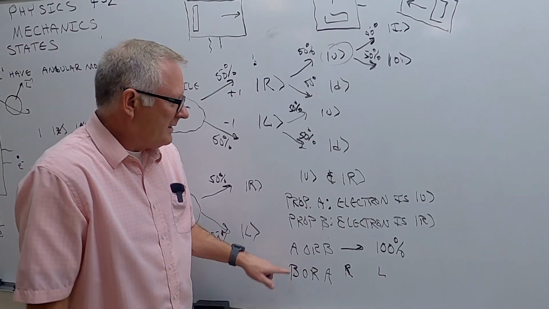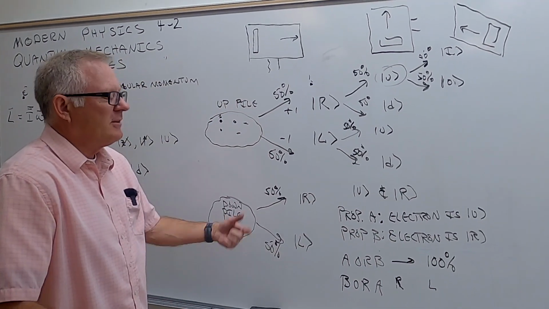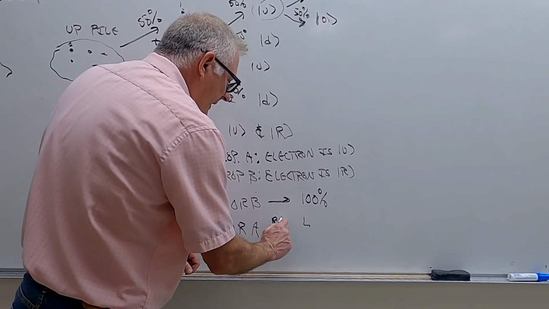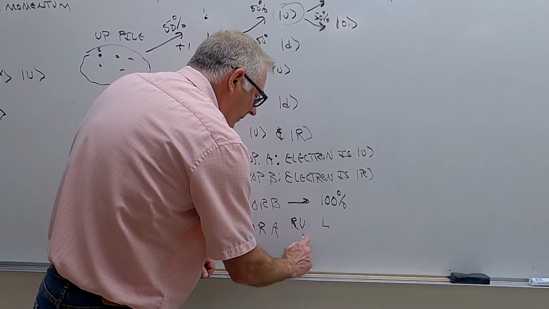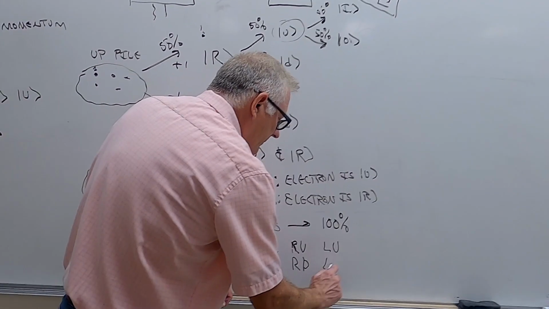And then, once I've made that, now I have to go back and measure whether it's up or down. Well, it's a 50-50 shot on that, so this second one could either be an up or a down. And this one over here could be an up or a down.